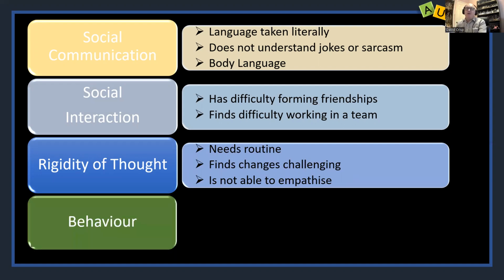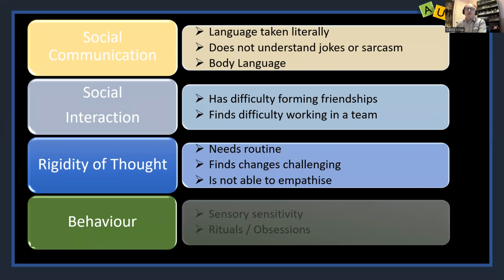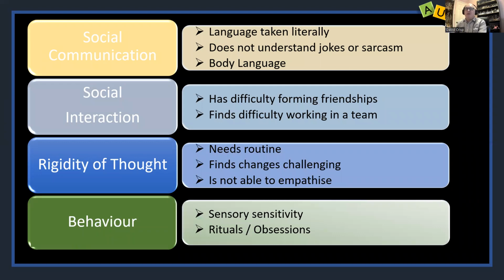And then we'll briefly look at behavior. I say briefly because there will be a further presentation at another time giving more detail on behavior and sensory issues. So we'll look at sensory sensitivity, just a brief overview, and look at rituals and obsessions, as it says here, or special interests. The reason why I have the word obsessions in, a lot of autistic people don't like it, but this is how other people will perceive an autistic person's behavior as being obsessional. And that's how it's sometimes looked at in some of the literature. But really, we like to consider it more along the lines of special interests.